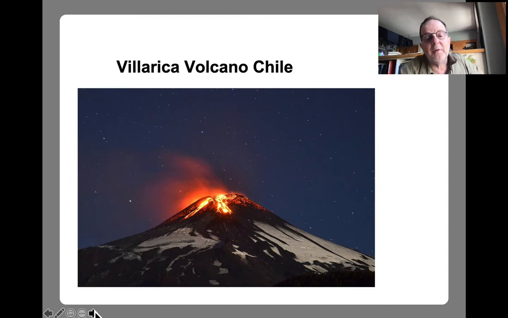This is an example of subduction where ocean crust is going under continental crust along the coast of South America, the Villarrica volcano in Chile.